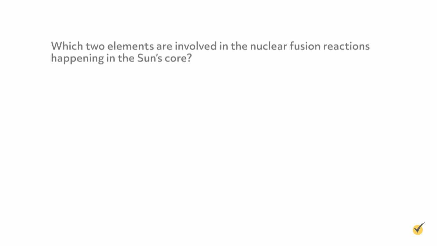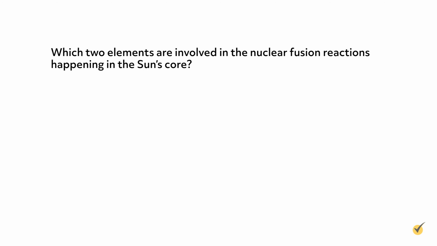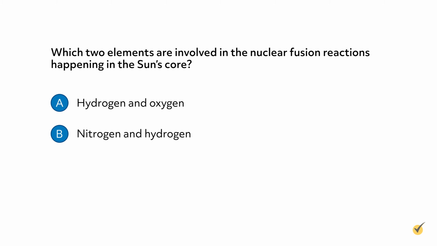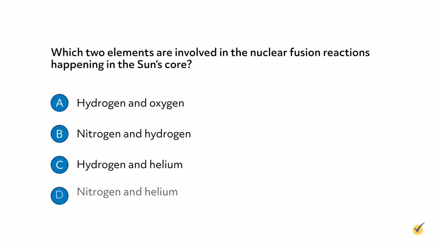Number 2. Which two elements are involved in the nuclear fusion reactions happening in the sun's core? A. Hydrogen and oxygen. B. Nitrogen and hydrogen. C. Hydrogen and helium. Or D. Nitrogen and helium.